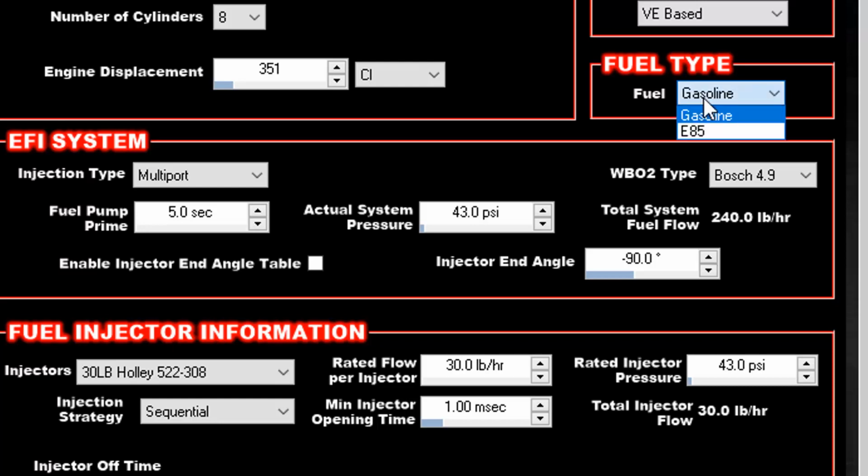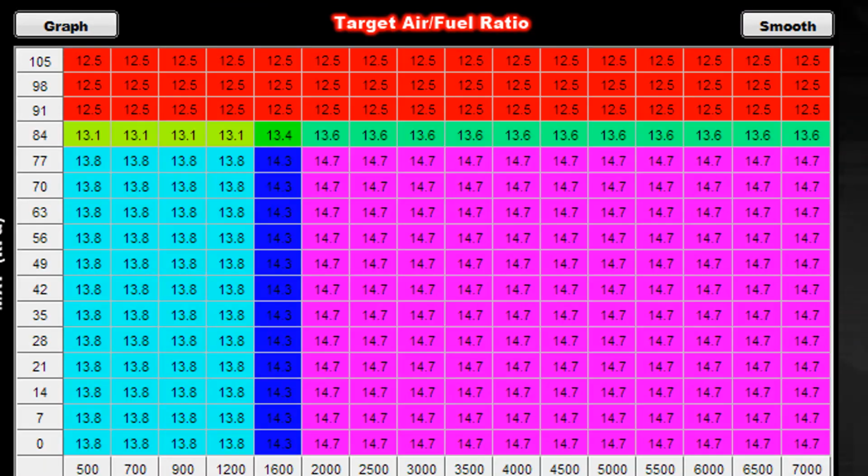And because they were on E85, they switched this to the E85 dropdown. When I started tuning the car, my target air-to-fuel ratios were still pump gas air-to-fuel ratios. So effectively what we ended up doing is we ran the car really, really lean under boost and popped a head gasket. And thankfully that's all we're dealing with, but it's not good.